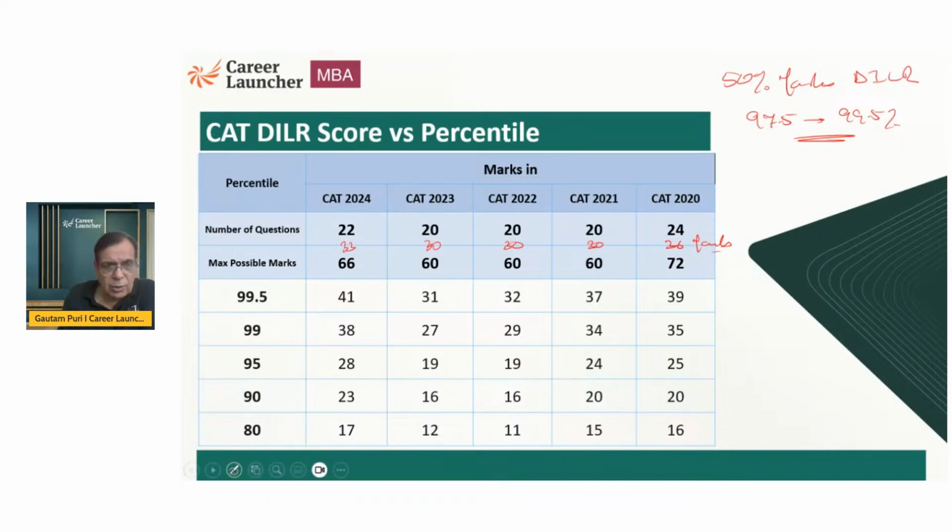Just to prove my point, look at this: 36 marks, which is 50% in 2020, would have got you a score of 99 percentile. 30 marks in CAT 21 would have got you something like a 97.5 percentile. 30 marks in CAT 2022 would have got you again a 99 percentile. And 30 marks in CAT 23 would have got you a 99.4 percentile, almost 99.5 percentile. And last year, 33 marks or a 50% score would have got you again a 97.5 percentile.